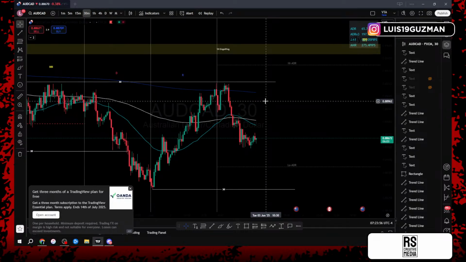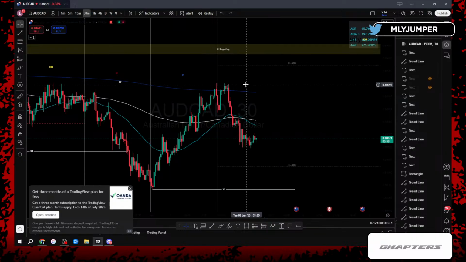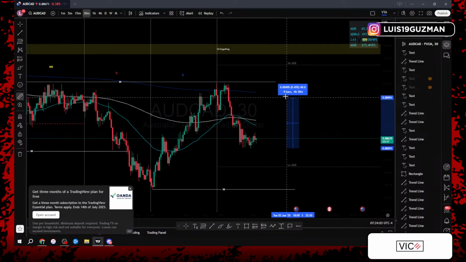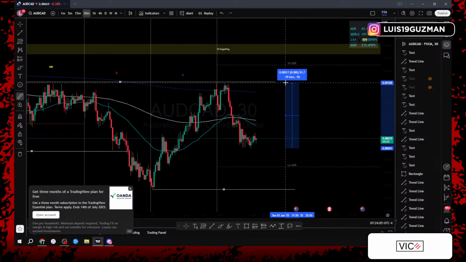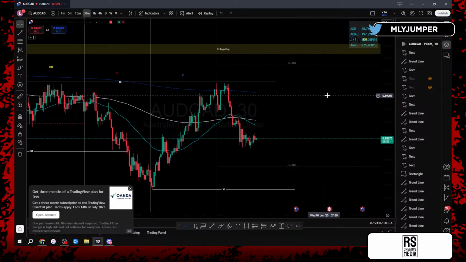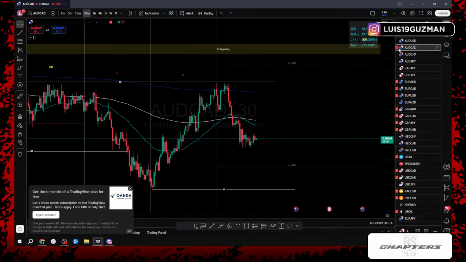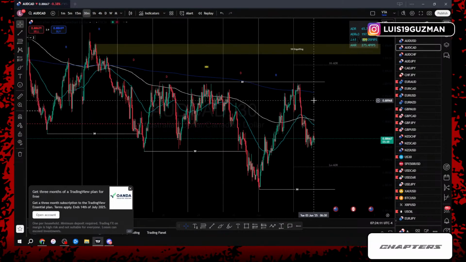So the first thing is first, 65 pips minus 33% is 43 pips for STP, and we already did 50 pips for the day. We did exactly 51 pips for the day. So AUD CAD's already done. No more trade left for AUD.